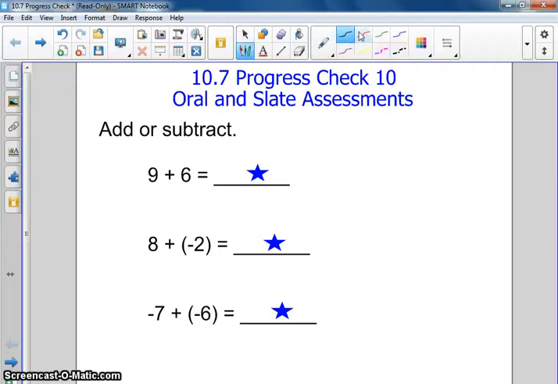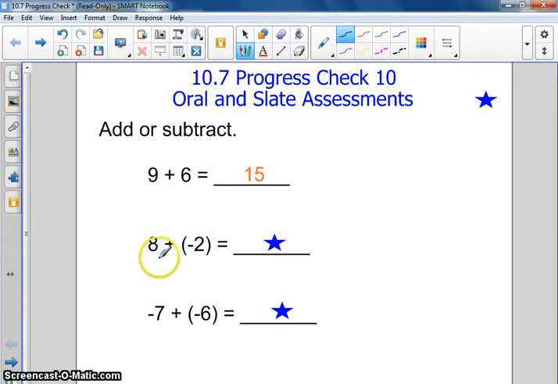Tonight's video is just going to be a quick little review for our test on Friday, so tomorrow will be a review too. The first thing we want to make sure we know how to do is add and subtract positive and negative numbers. So here, we all know what 9 plus 6 is. That's 15. Pretty easy, a positive and a positive number.